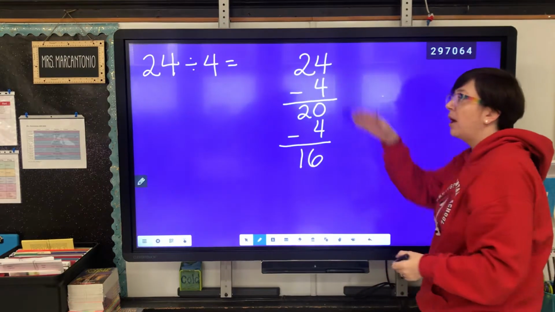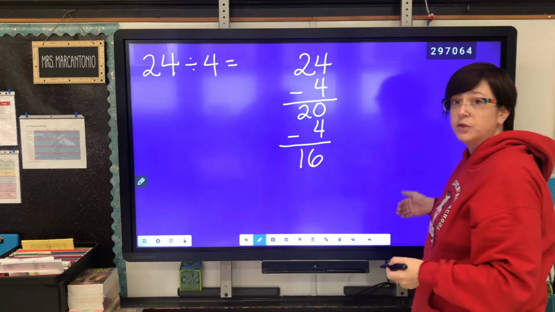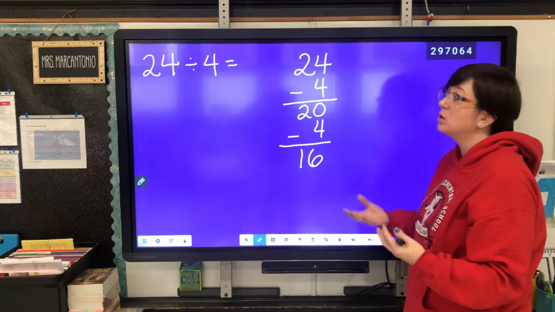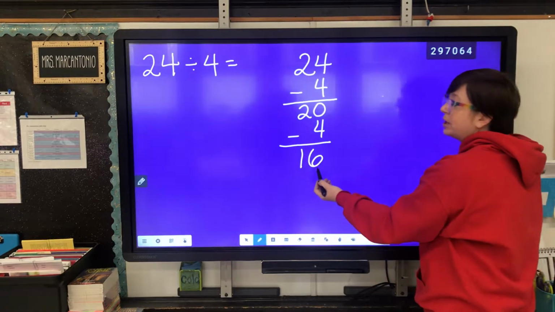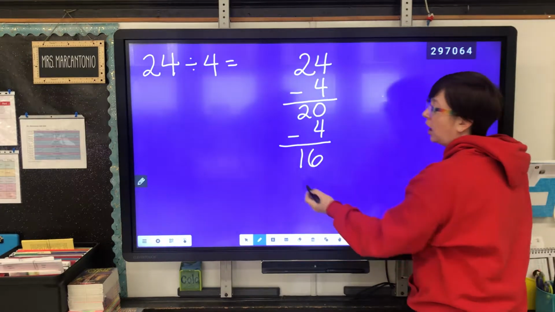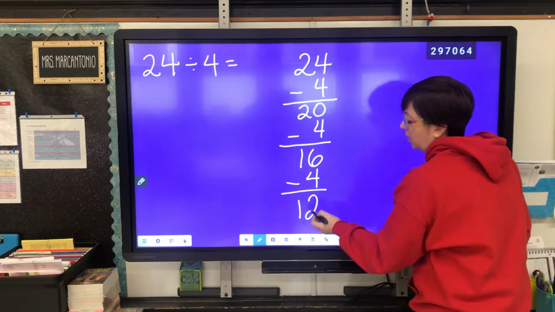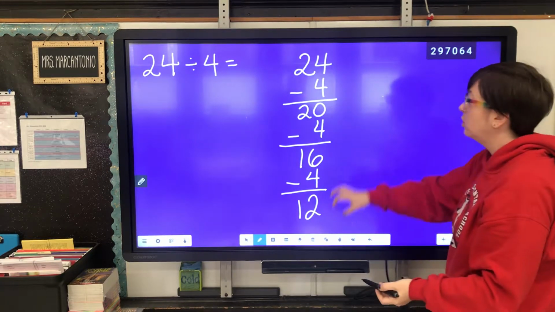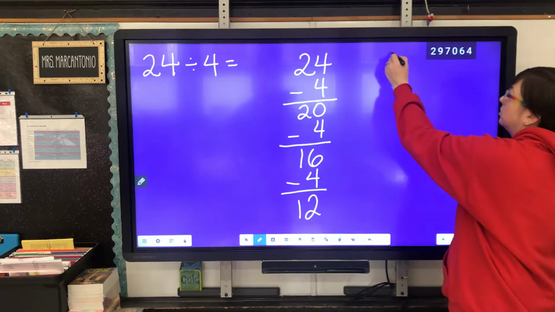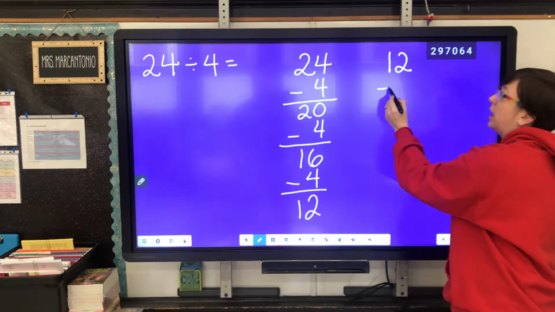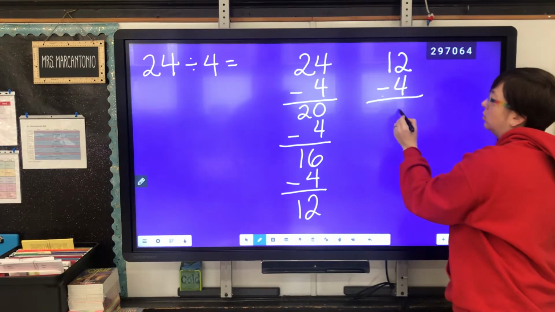And you can see this might be a really long problem for students to solve. So this might be one of the strategies that works a little bit better for smaller numbers. We're down to 16, still not there. I need to take away another group of 4, which brings me to 12. Now, if you run out of room, you can just bring that 12 up here. And I still need to get down to 0, so I need to take away another group of 4, which would leave me with 8.